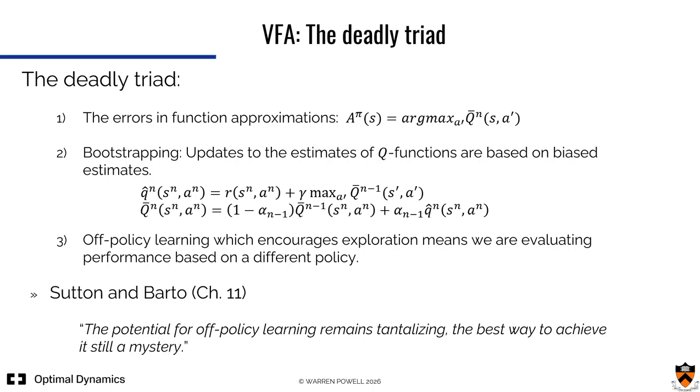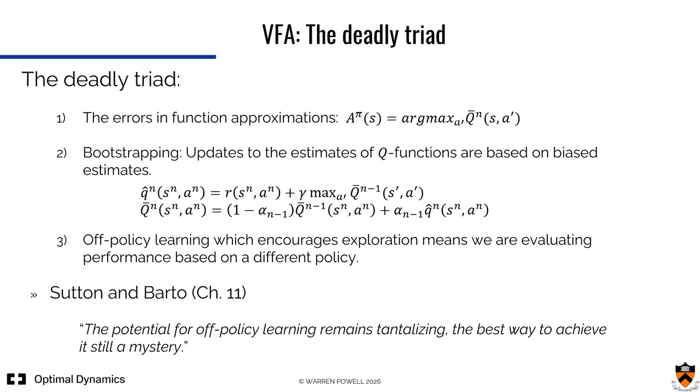Number two, the bootstrapping. What you're doing is Q hat depends on Q bar. That's called bootstrapping. That's where you say, I'm going to take an updated observation of the value of being in a state, but it depends on my estimated value of these downstream states. So you're getting a Q hat based on old estimates Q bar to update Q bar.